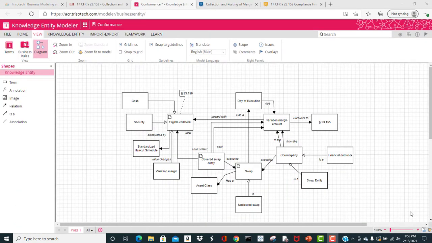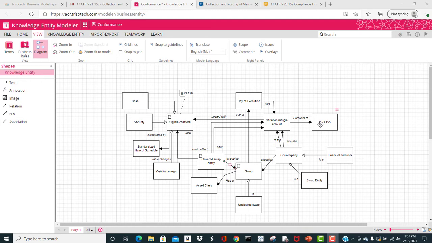So here is a concept model for the regulation we just looked at. And you can see at the center of this concept model, more or less, is the swap. And it's executed between a covered swap entity and a counterparty. A counterparty can be a financial end user or a swap entity, and that's defined by the ISA relation, which is the open-ended arrow relation. Variation margin amount is central to the compliance of this regulation. And the verb pursuant to 23.155 defines how it's calculated.